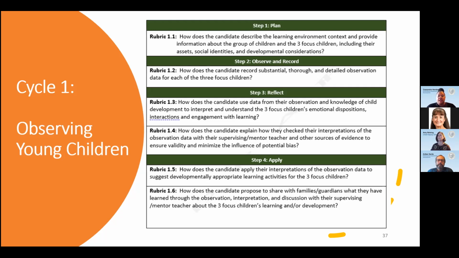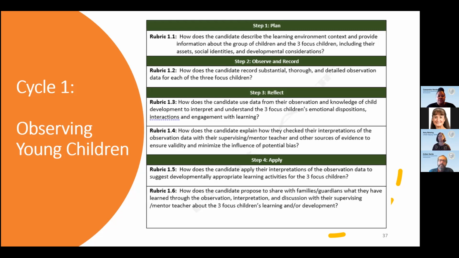In step 4, apply, there are 2 essential questions, therefore 2 rubrics. For rubric 1.5, the essential question is, how does the candidate apply their interpretations of the observation data to suggest developmentally appropriate learning activities for the 3 focus children? And for the last rubric, 1.6, how does the candidate propose to share with families and guardians what they've learned through their observation, interpretation, and discussion with their supervising mentor teacher about the 3 focus children's learning and or development?